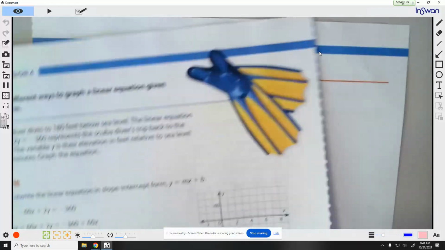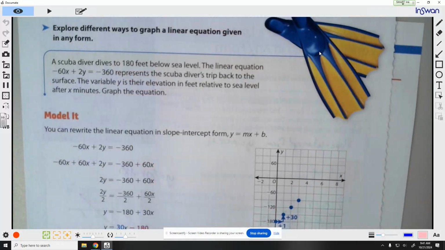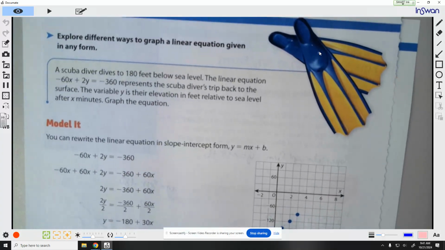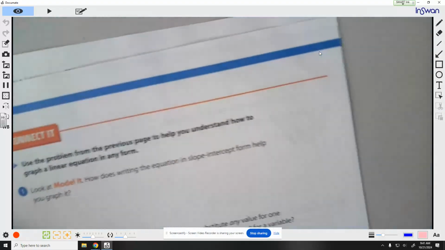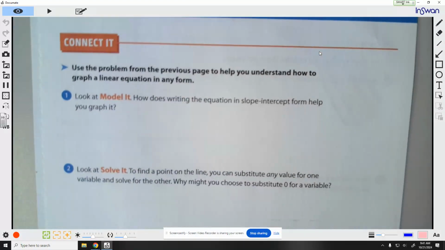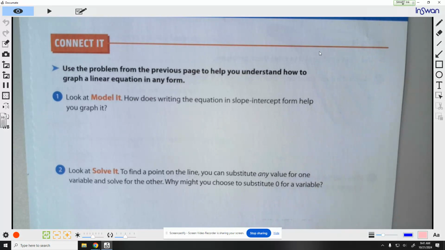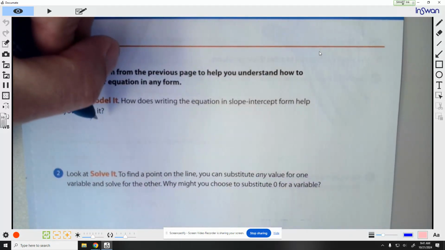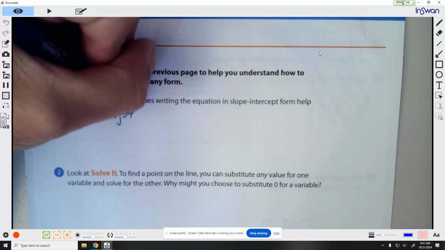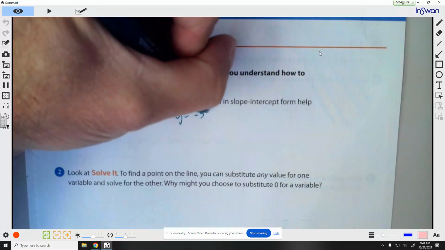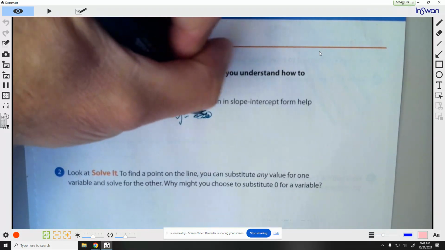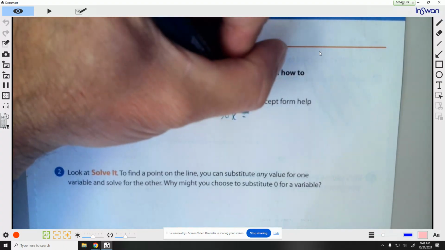All right, let's go ahead and turn the page. So this back page here on page 216 is just explaining basically everything we did together. So we're going to go to 217. Okay, number 217. Number 1, look at the model. How does writing an equation in slope-intercept form help you graph it? Well, that's when we changed it to our y equals mx plus b, and we solved y equals a positive 30x minus 180.